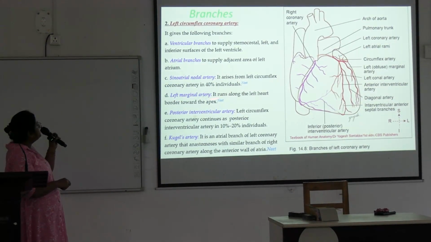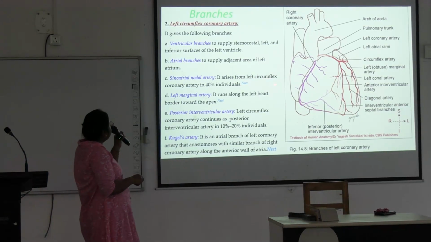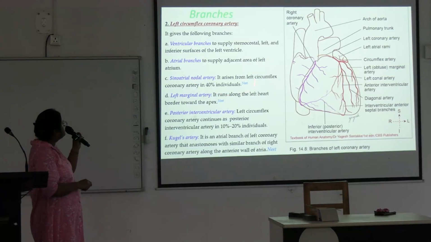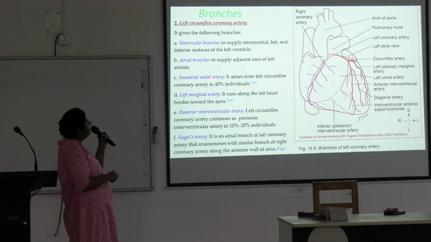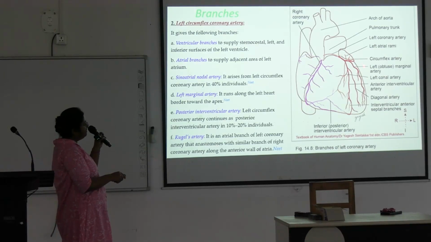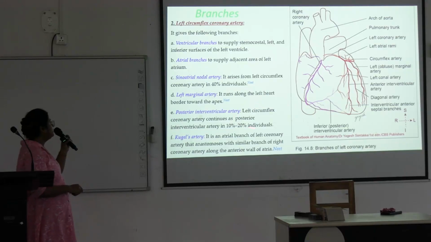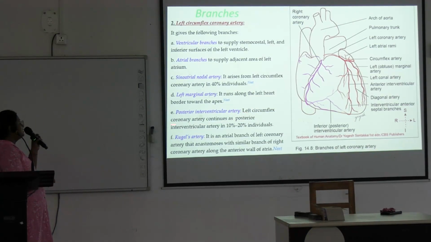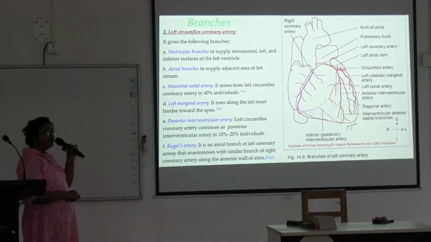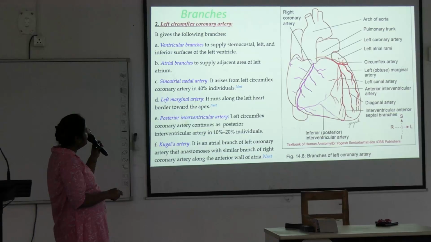And the sinoatrial nodal artery, SA nodal artery, arises from the left circumflex coronary artery in 40% of individuals. The left marginal artery runs along the left heart border towards the apex. This is the left marginal artery. And the posterior interventricular artery arises from the left circumflex coronary artery and continues as the posterior interventricular artery in 10 to 20% of individuals, here.